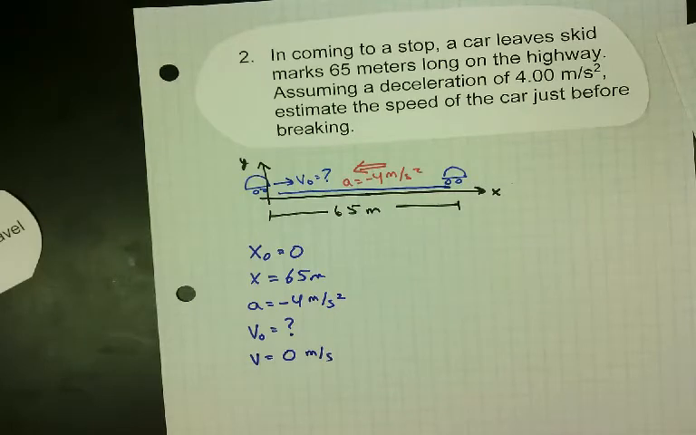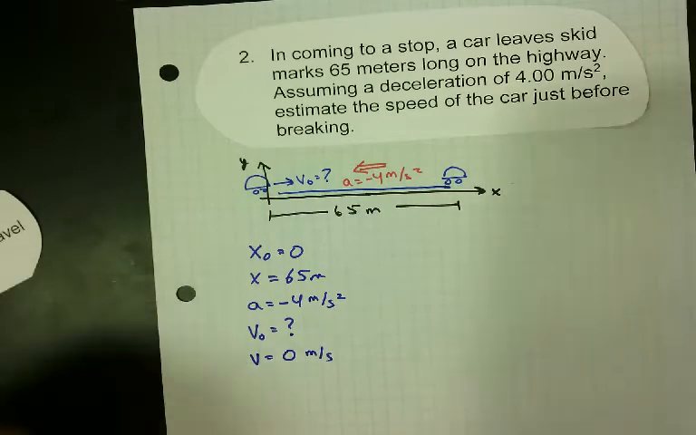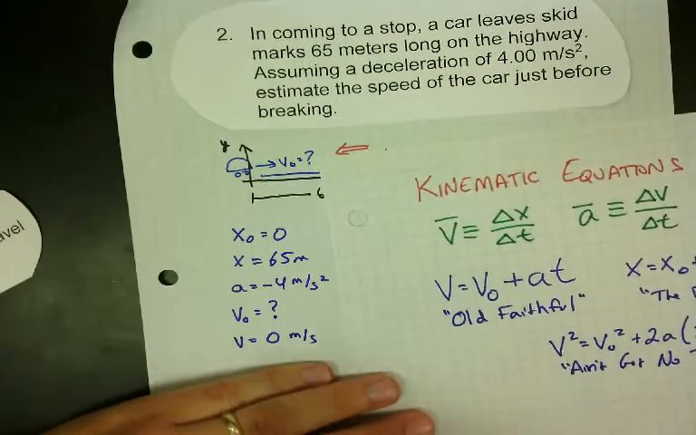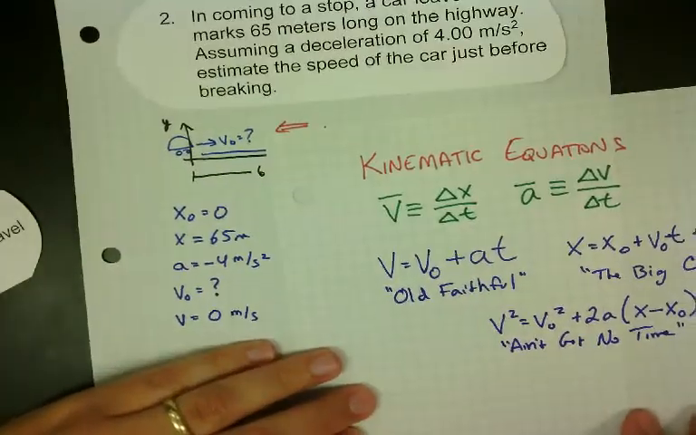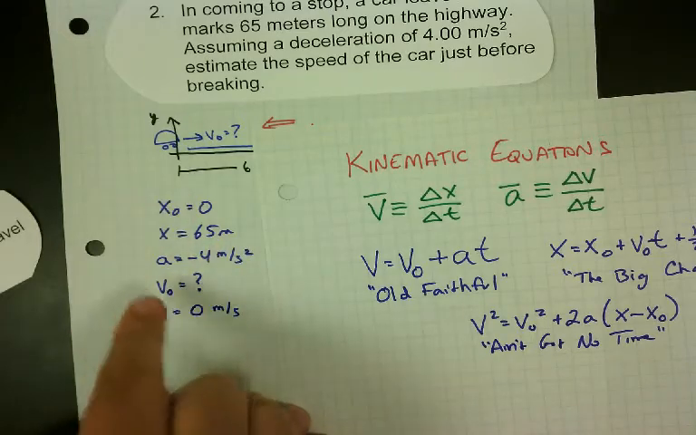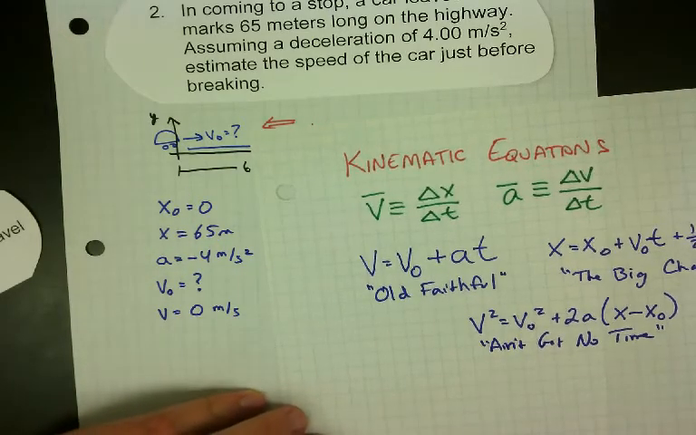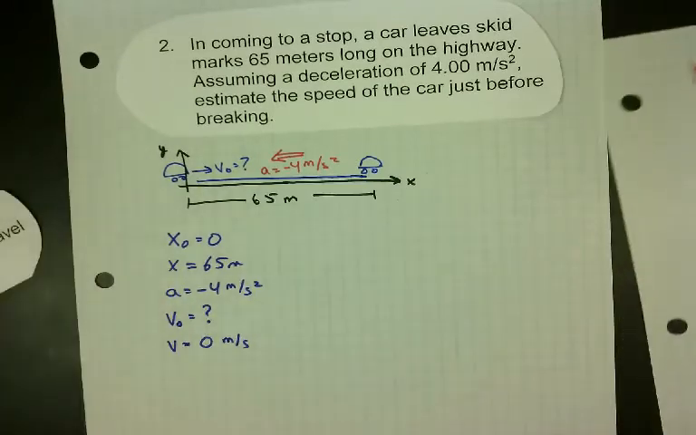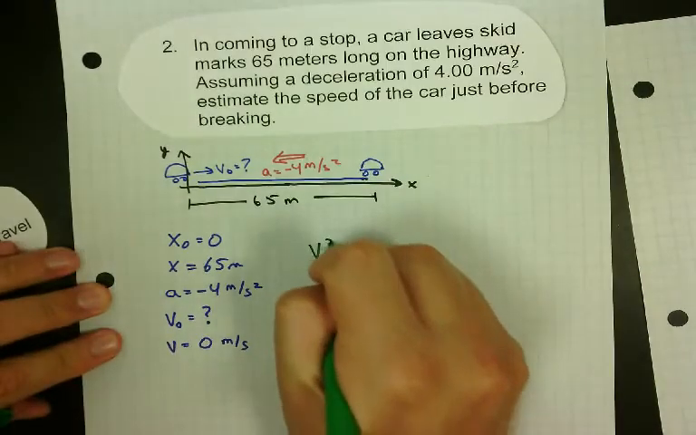All right. Now, if we look at the equations, we need to find an equation that has all of these variables in it: x naught, x, a, v naught, and v. But notice, I never wrote down time. So the equation I'm going to use here is the one that I called ain't got no time. So let me just rewrite that.